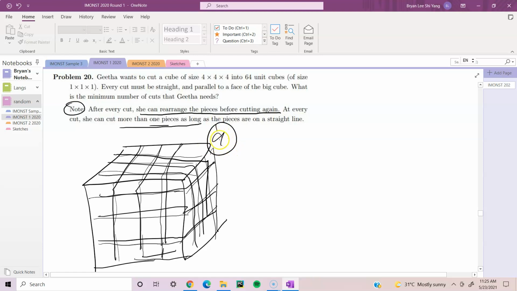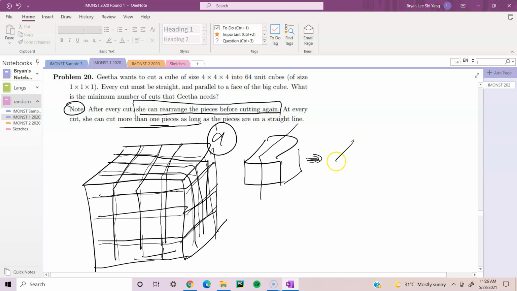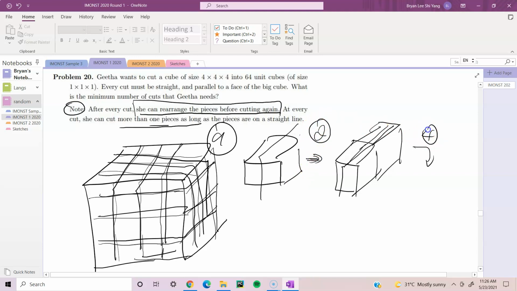But of course, this is not the minimum because, as the question has specified, she can rearrange the pieces before cutting again. So what Geeta will want to do is, for the first cut, cut the block in half. After that, for these blocks of half, you can arrange them such that it becomes something like this. So now we have 4 times 4 times 1 blocks, and this one will give us 2 pieces, and this one will give us 4 pieces.